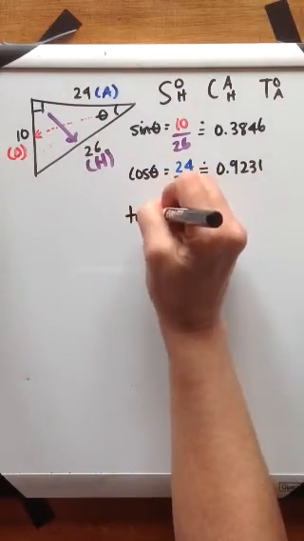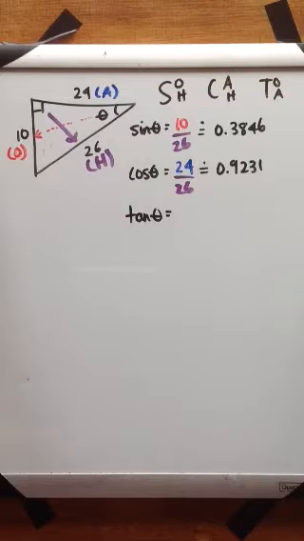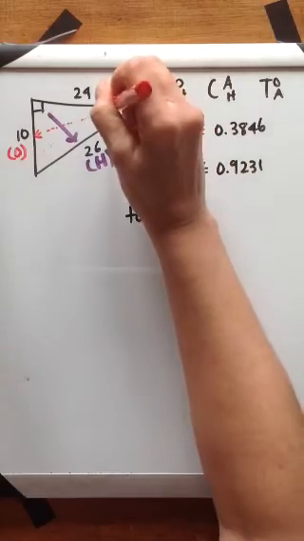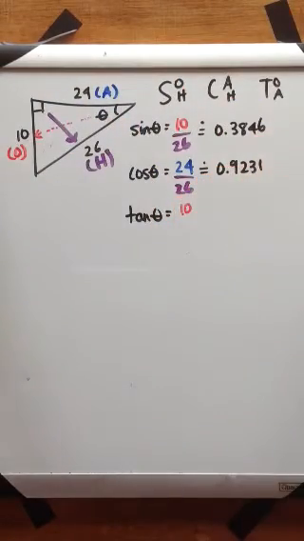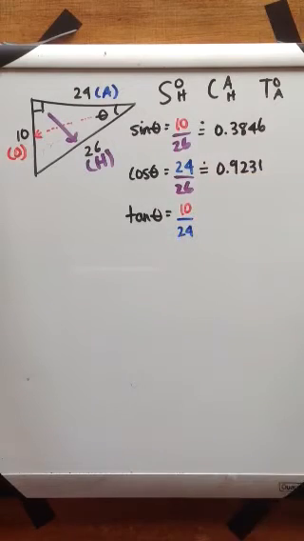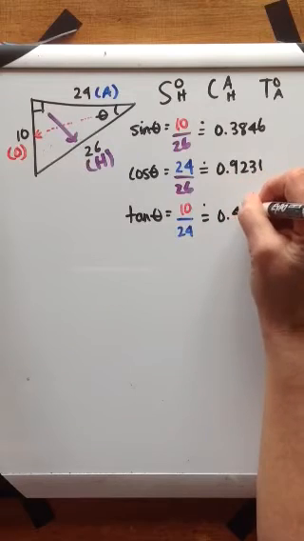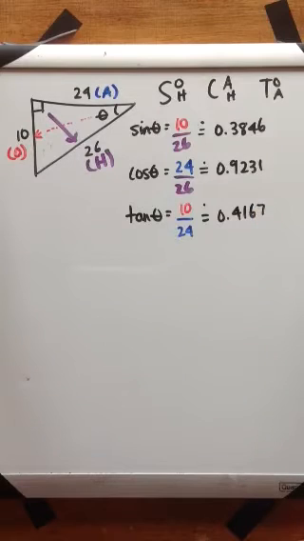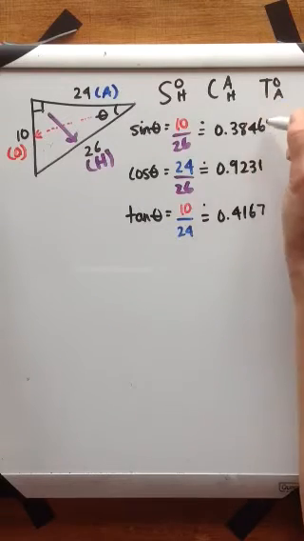Last, let's develop the tangent ratio. It was the first one we learned about in this group of 3. Tangent is equal to opposite over adjacent. So again, with respect to that angle, opposite has a value of 10 and adjacent has a value of 24. And when we punch that into our calculator, we get a value of approximately 0.416. Then I've got a whole bunch of 6's repeating, so I'm going to write a 7 here as the 4th decimal place.